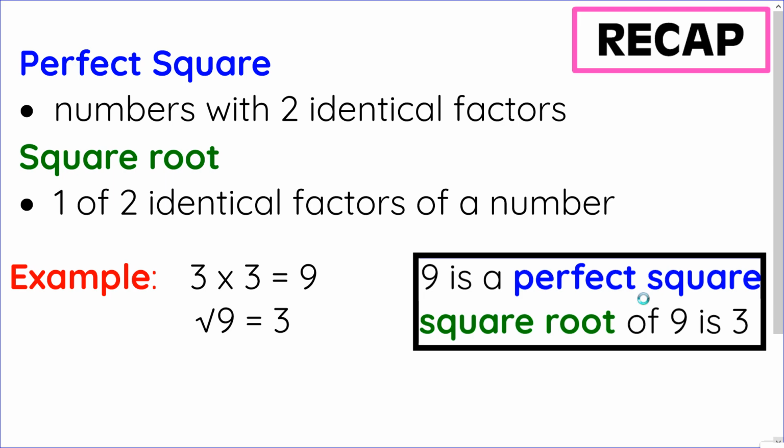Let's get started. To recap with you, a perfect square is a number that has two identical factors. The square root is one of those two identical factors. So for example, if I know 3 times 3 is 9, that makes 9 a perfect square because it has two identical factors. The square root of 9 would be 3, one of those two identical factors.